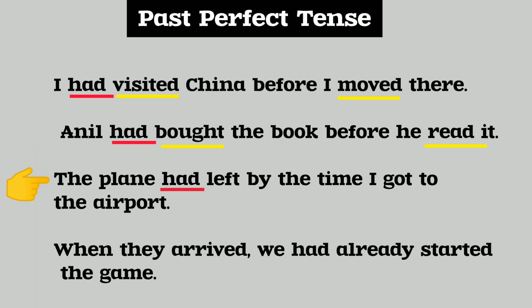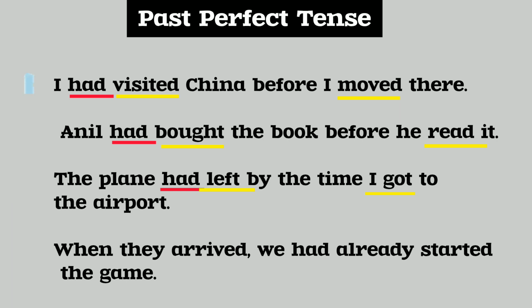The plane had left by the time I got to the airport. Again, the first part of this sentence is in the past perfect tense. The plane had left. Left is the past participle of leave. The second part is I got to the airport. Here, got is the past tense of get.